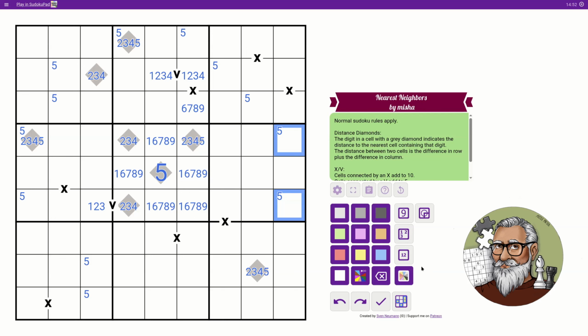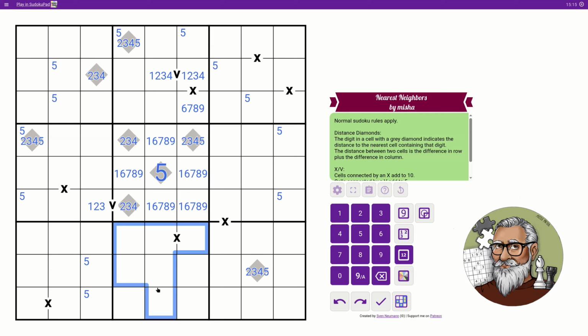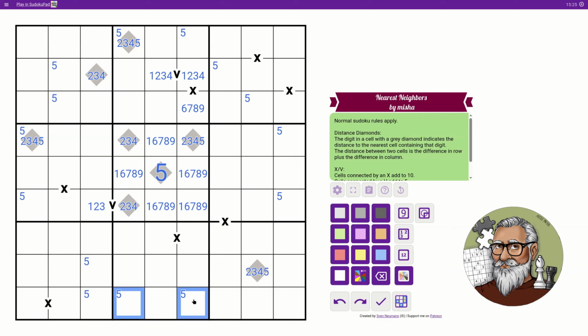Does that help? Where's 5 here in box number 8? Maybe I should look at that, because it's not in these, right? Again, those are only 4 away. So it's one of these, which means that this isn't 5 anymore, and this one is.